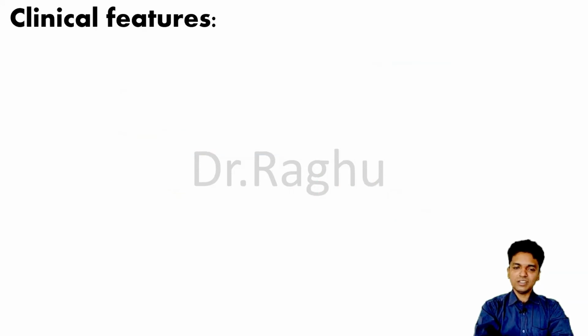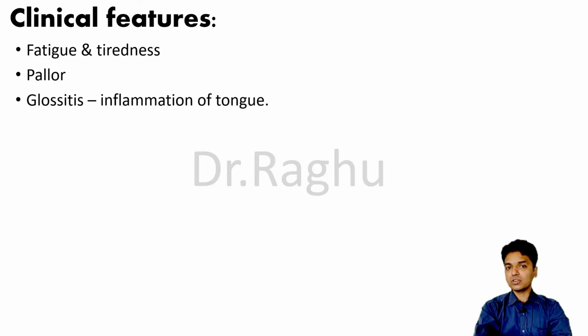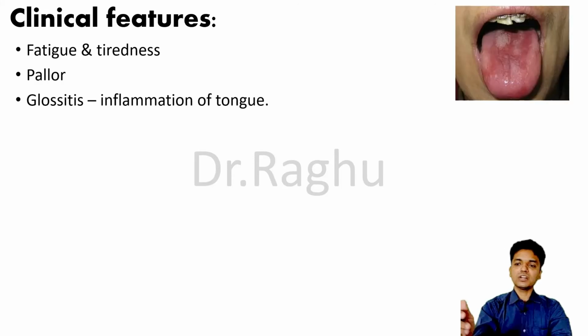Next, let's go to the clinical features. In the clinical features, we are going to have the features which are due to anemia, any anemia. The person is going to have fatigue and tiredness. On examination, the person will show pallor. Apart from that, there could be glossitis or inflammation of the tongue. The inflammation of the tongue looks something like this. Here we can see in the diagram, this is what is called beefy tongue.